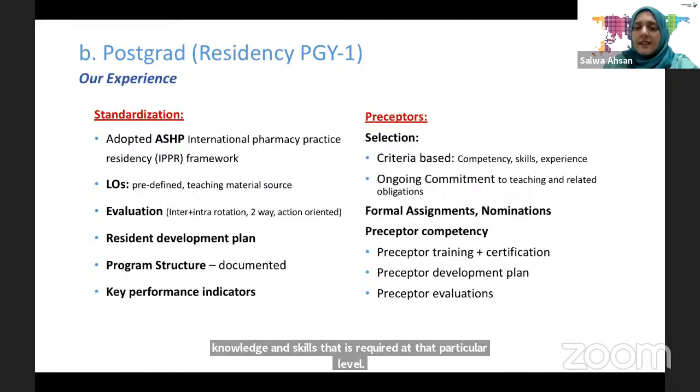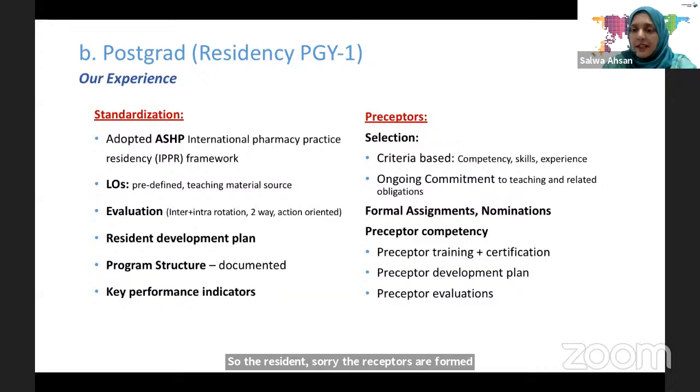The preceptors are formally nominated, and we put a lot of emphasis on their competency development. All the preceptors we have right now are certified pharmacy preceptors, and we have developed their own development plan, because the trainer has to be fully trained before he or she can impart the training. And obviously the preceptors' evaluation helps us to further improve and fine tune the program.